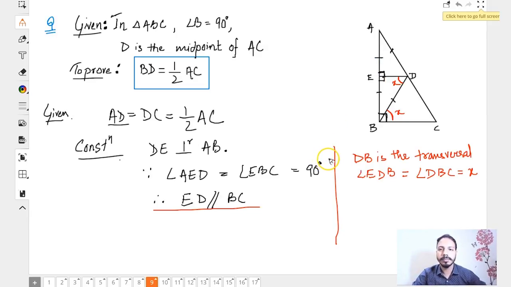And what else? Now, if we can prove that this angle is equal to this angle, or this angle is equal to this angle, then our job is done, right? So now, by using this angle, this is a right angle triangle, so this plus this is 90 degree, right? Similarly, this plus this is 90 degree. So try to find some common thing between them. Just try to do that.